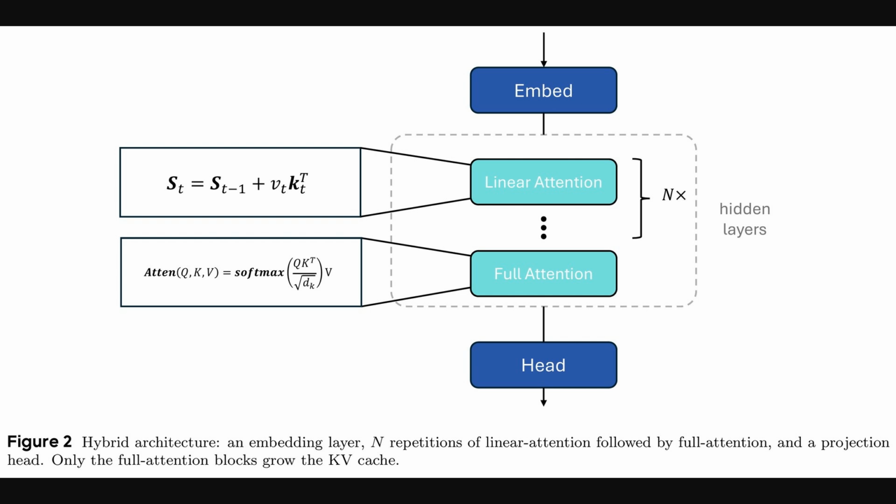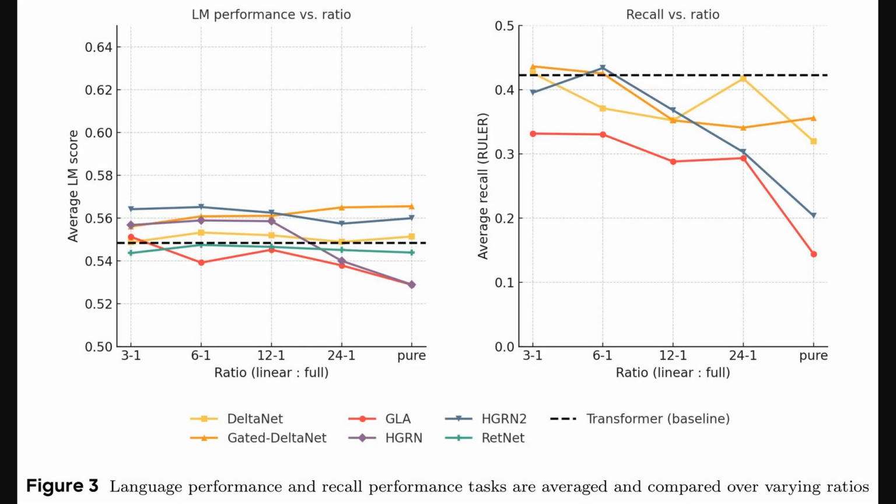This diagram shows the hybrid architecture they tested. It starts with an embedding layer, which turns words into numbers, and ends with a projection head to generate the final output. The interesting part is in the middle, in the hidden layers. You can see they stack multiple efficient linear attention layers with just one layer of standard, full attention. This hybrid approach is the key. The linear layers keep the memory or the KV cache small, while the full attention layer helps maintain performance on complex reasoning tasks.